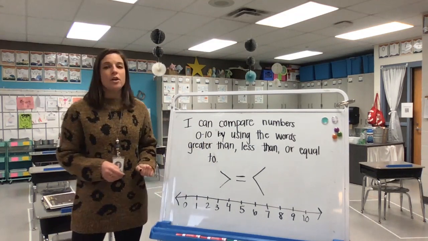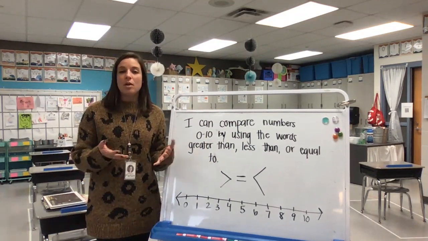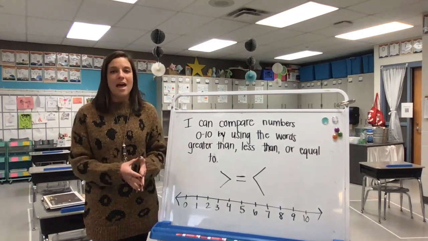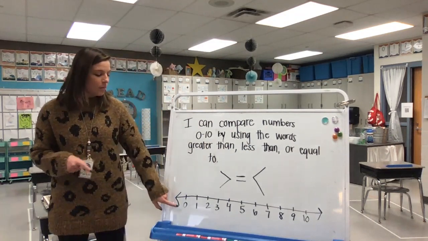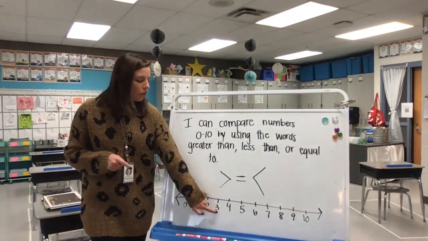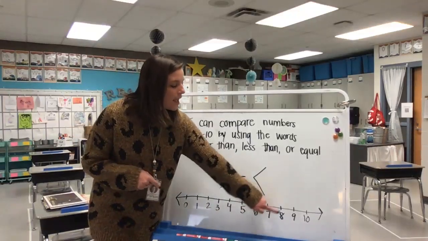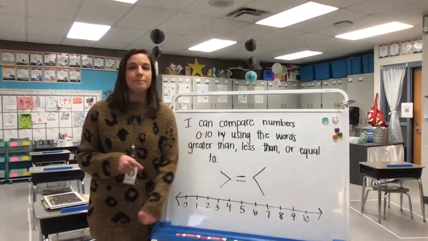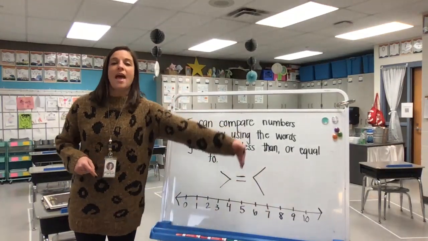So I also have our number line up here to help us practice counting so that we can see which numbers are greater, which ones are less, and help us to just know how to count and know what our numbers are. So let's start at number 0. Ready? 0, 1, 2, 3, 4, 5, 6, 7, 8, 9, 10. The more we count on our number line, the greater the number gets.